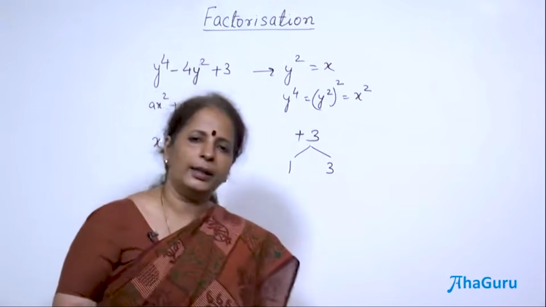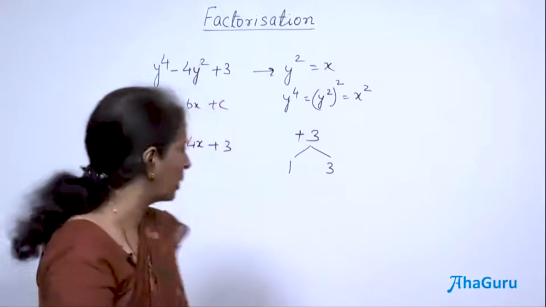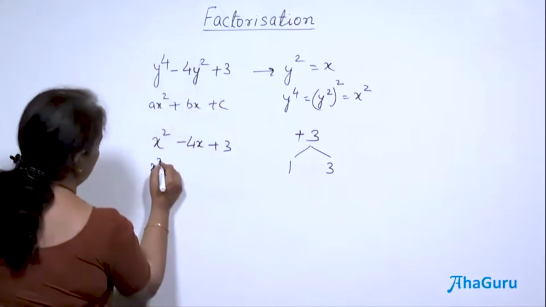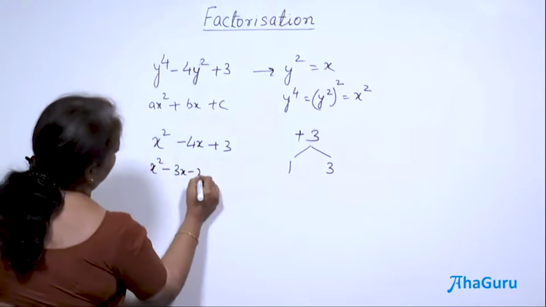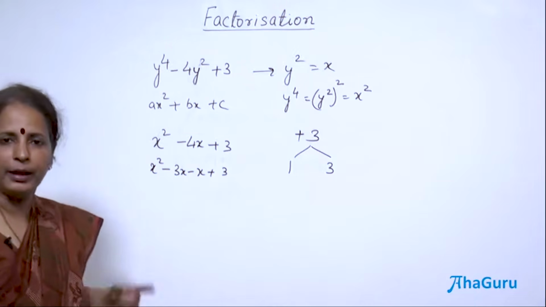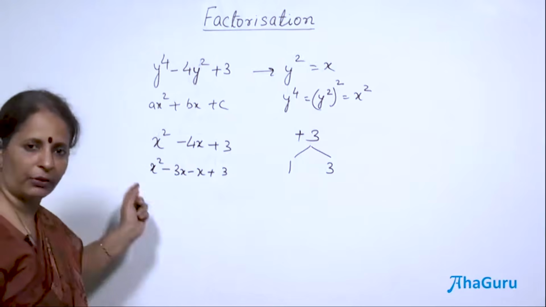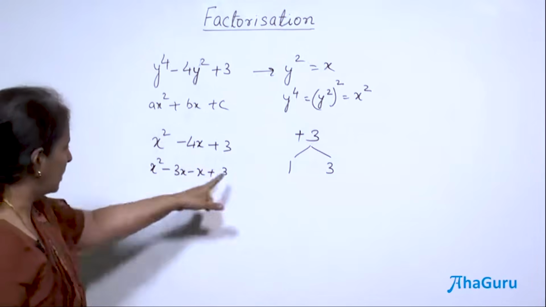How do I add 3 and 1 to get minus 4? If I make it as minus 3 and minus 1, I can write it here as x square minus 3x minus x plus 3. Please understand, this can be interchanged. It is not going to make any difference to your answer. You can put minus x in the front and minus 3x behind that.